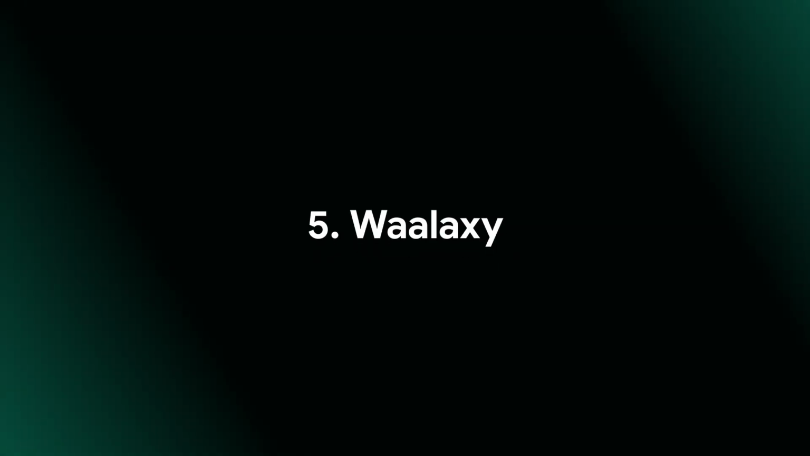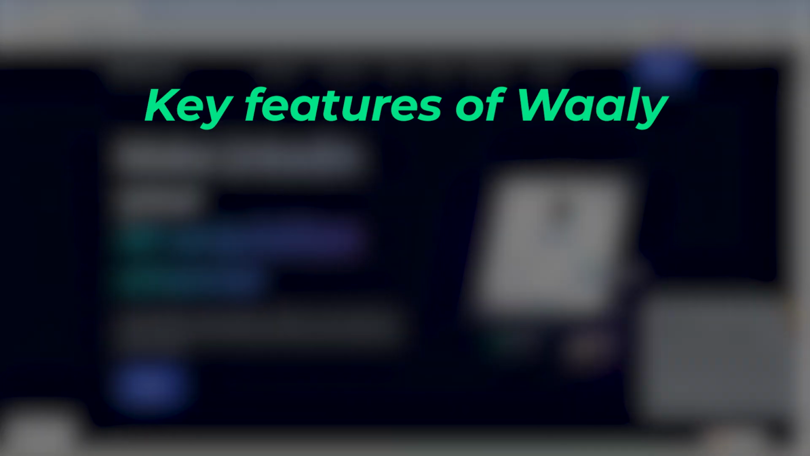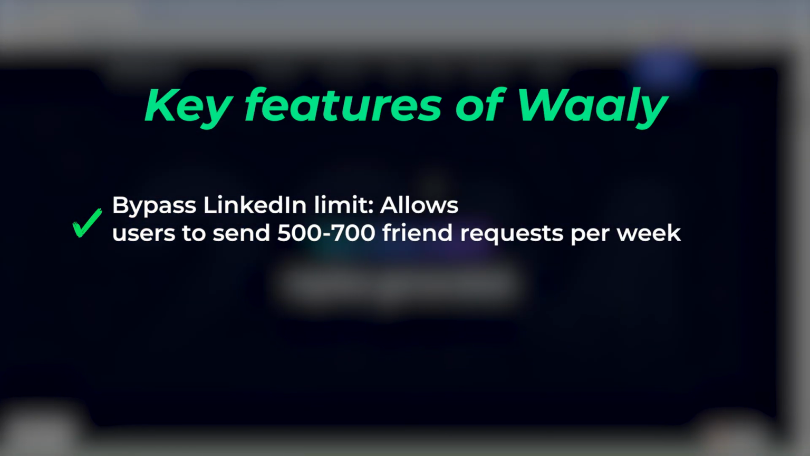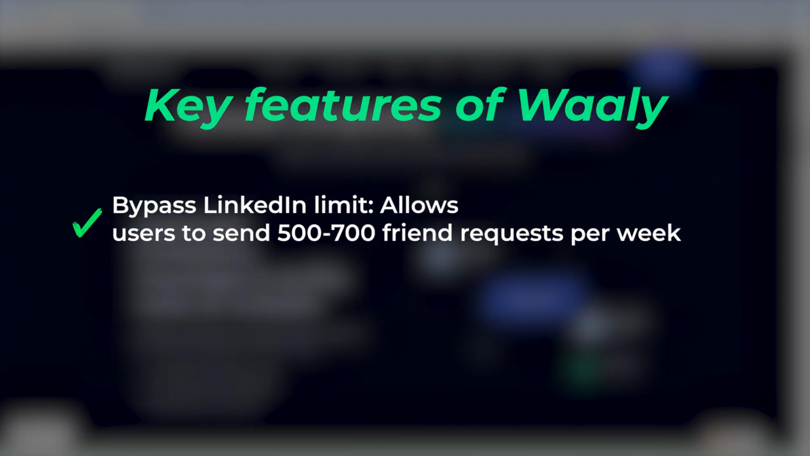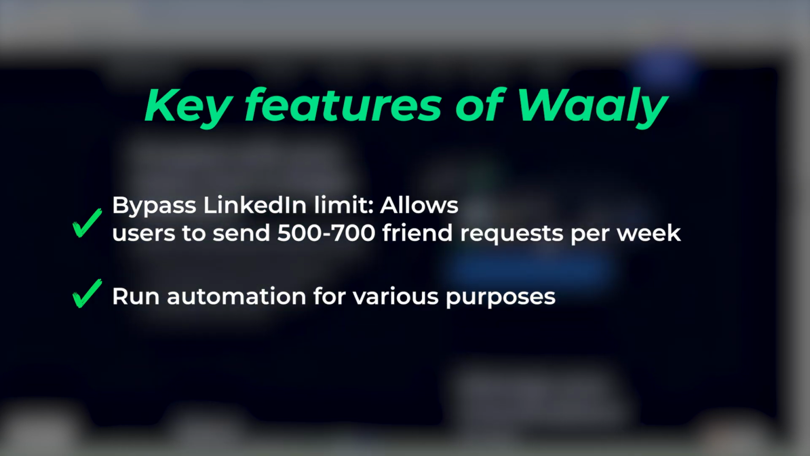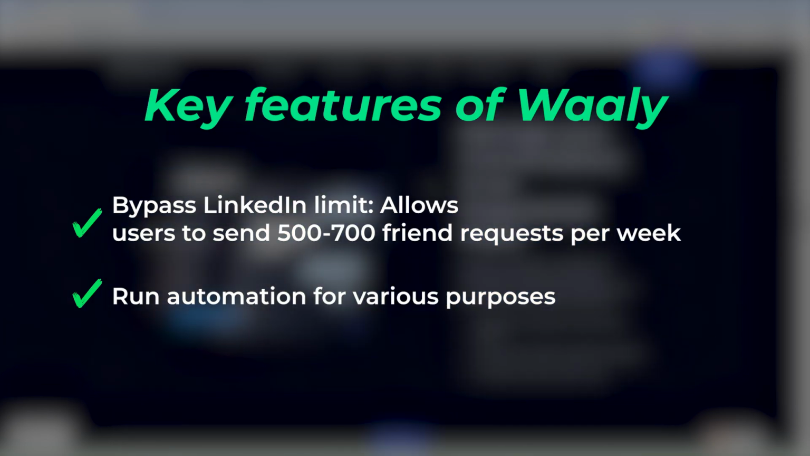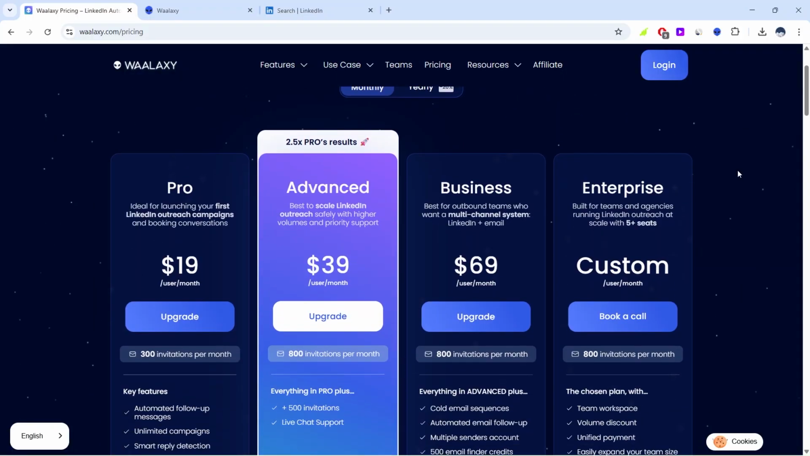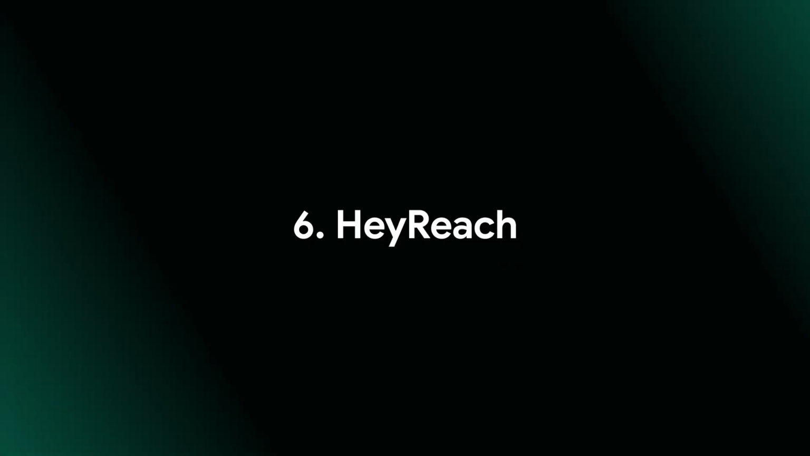The fifth tool I want to mention is Waalaxy. I find this tool has 2 standout features. Bypassing LinkedIn limits, allowing you to send 500 to 700 connection requests per week, while LinkedIn limits it to 100, by leveraging email-based sending. And running automation based on different goals, such as job searching, finding clients, finding partners, etc. If you want to reach a large number of prospects, Waalaxy does this job quite well. You can try the tool before purchasing, and the pricing is more affordable than many others, ranging from $19 to $69.